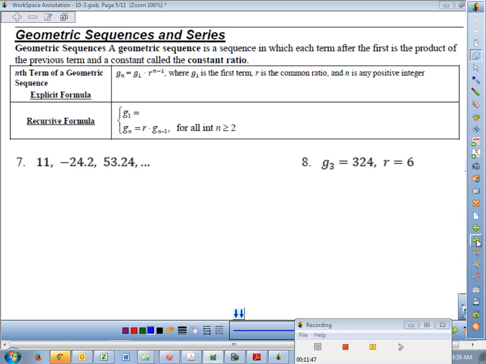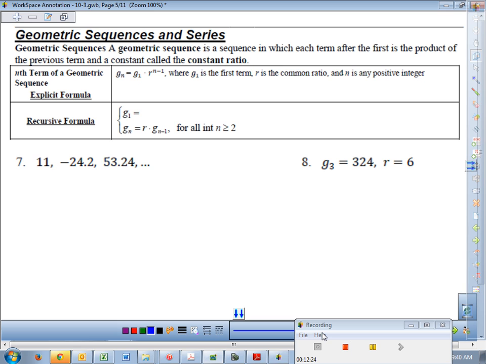Let us jump to number 8. What's different about number 8? They give me the rate, correct, which is cool. And what is that 324 all about? Okay, the third term. The third term means nothing to me.